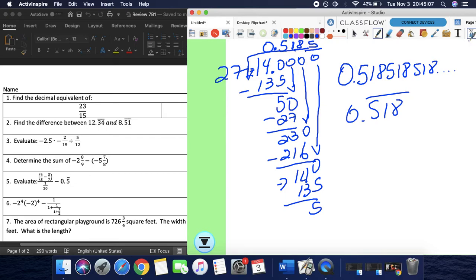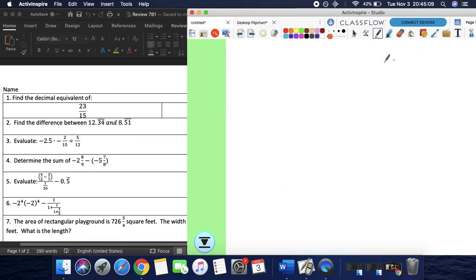Okay, so next question is 12.34 bar notation minus 8.51 bar notation. So we can't subtract these as it is, so we're going to change them to a fraction like we've done in class. So let's change the first one, 12.34 bar notation.